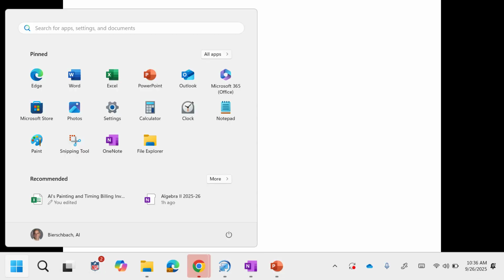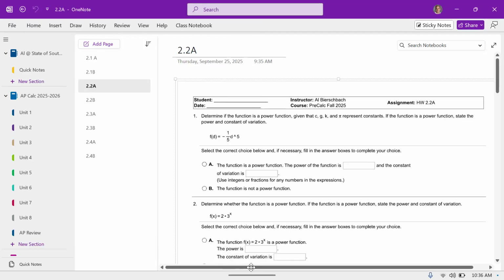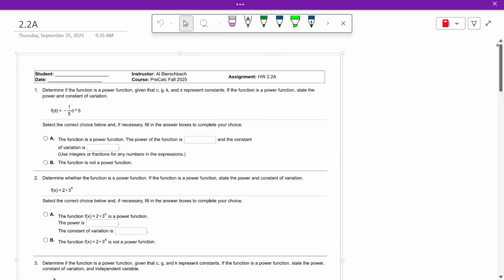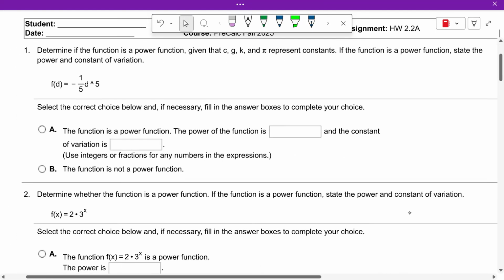All right, let's just go on to what you see in the homework. There we go. Exactly. Thanks for agreeing, Molly.